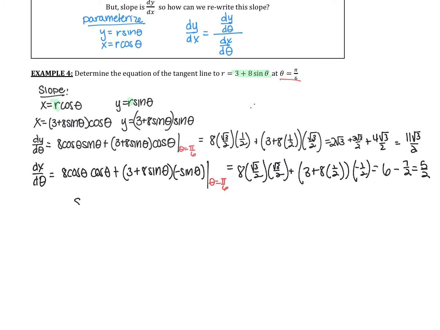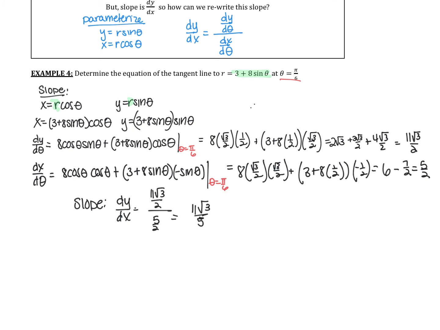So my slope is dy/dx, and dy/dx would be 11 root 3 over 2 over 5/2, which equals the slope of 11 root 3 over 5.